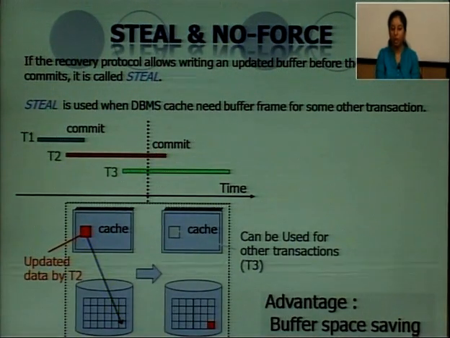Now, steal and no-force. If the recovery protocol allows writing an updated buffer before the transaction commits, it is called steal. Steal is used when the database management system cache needs a buffer frame from some other transaction. T1, T2 and T3 are three transaction operations. You can see how it works: store the data into the cache and move to the next. This is sometimes known as buffer space saving.